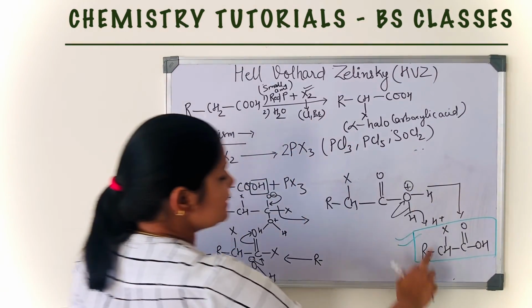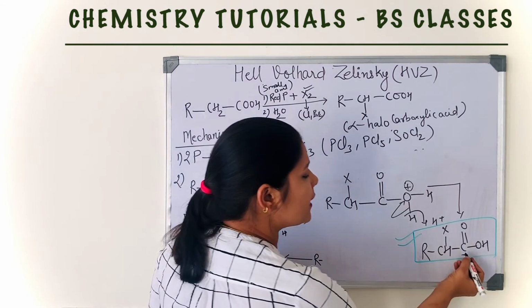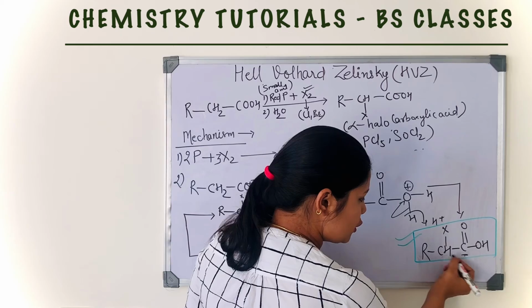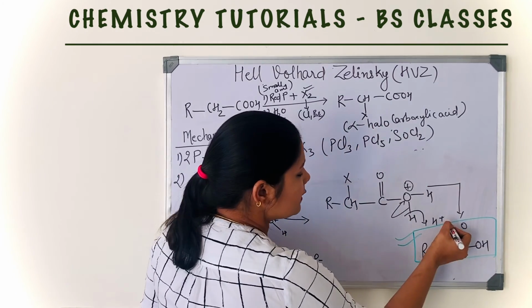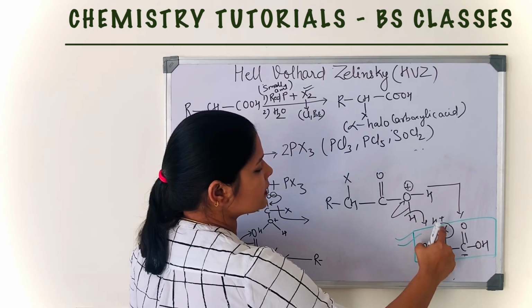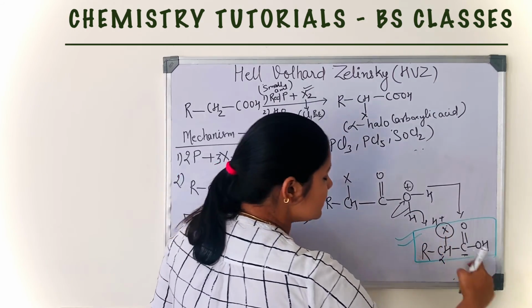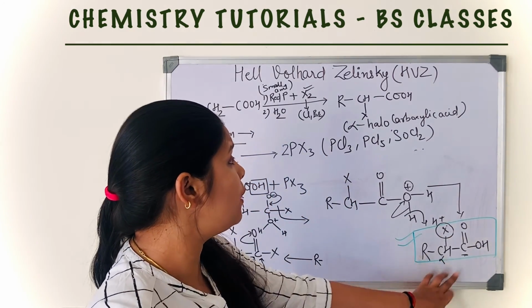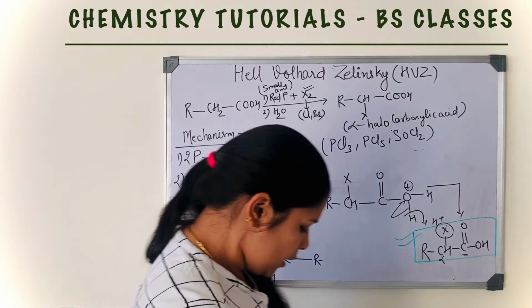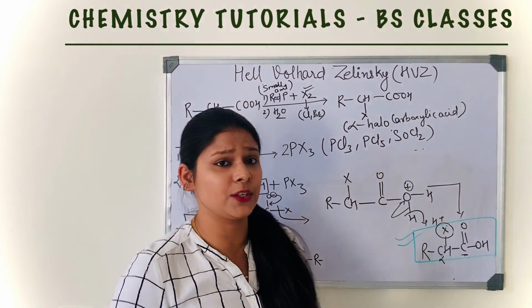And now this is alpha. This is the functional group, and the carbon attached to this functional group is the alpha carbon. So alpha halo, that halogen group is attached to the alpha carbon. That's why it is called alpha halo. This compound has a carboxylic group. That's why it is called alpha halo carboxylic acid. Now this is the complete Hell-Volhard-Zelinsky reaction, HVZ reaction.